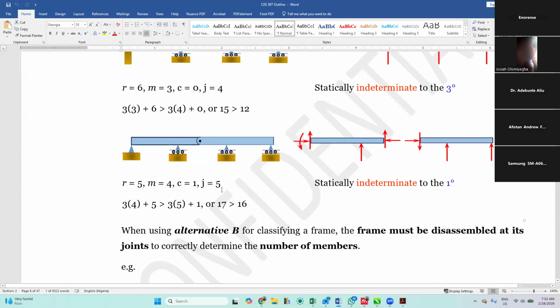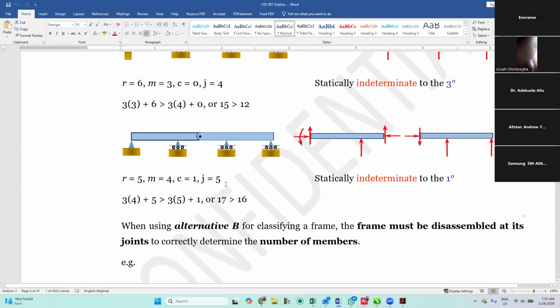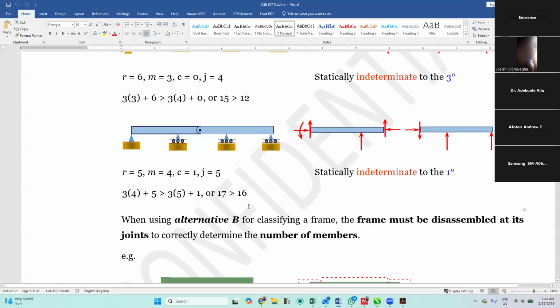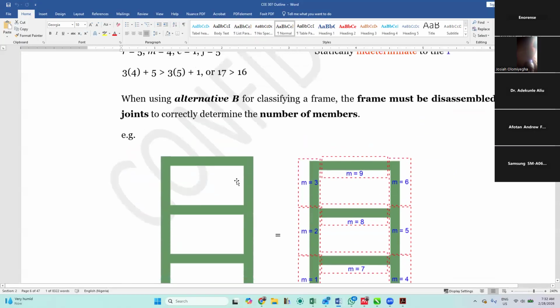Don't let me waste much time on this. Let's proceed. I believe everybody can do the other calculation after being down. Now, this is another interesting part.